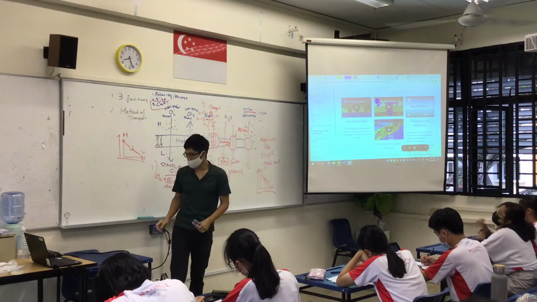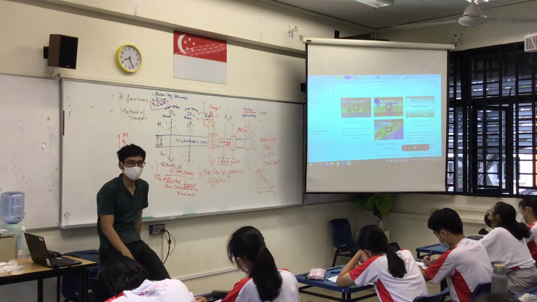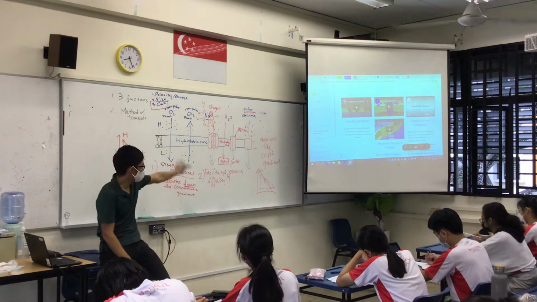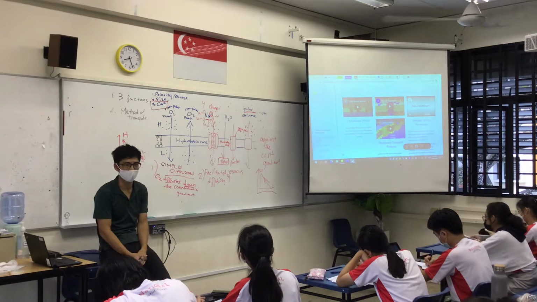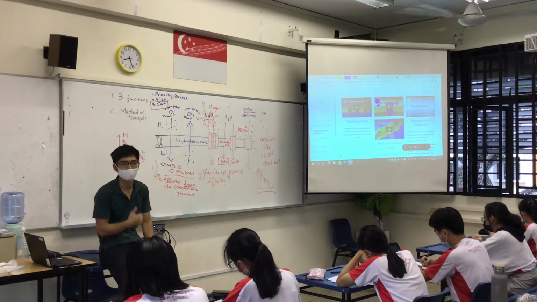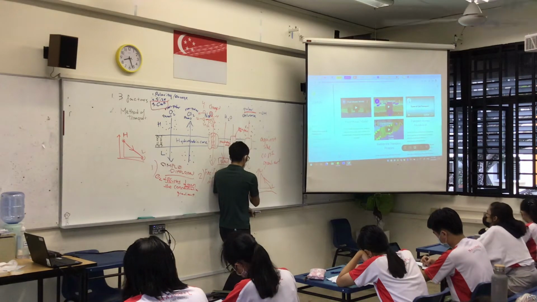Okay, we're going to watch a short video now to show you the last form of transport. This last form of transport helps us transport substances up or against the concentration gradient. But it requires one special factor. In order for us to achieve this, we require energy.